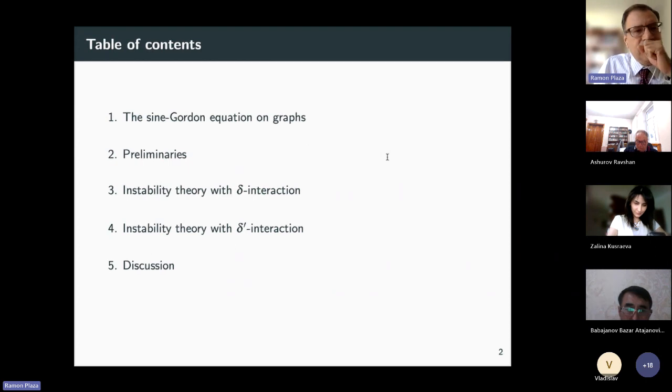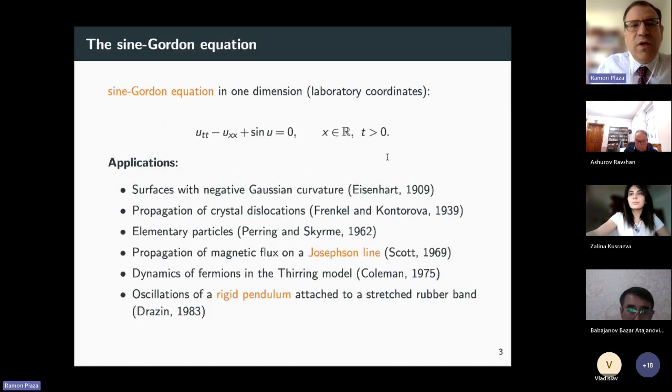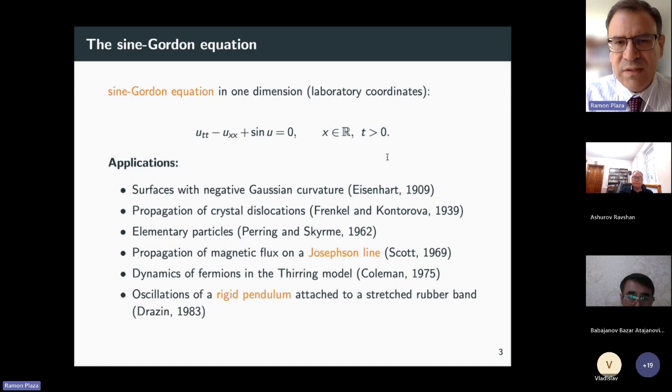Well, let's first talk about the sine-Gordon equation and why it is important to pose this equation on a graph. What does it mean? The sine-Gordon equation in one dimension in laboratory coordinates has this form. You all know this equation. This is a nonlinear wave equation. We're going to consider the sine-Gordon equation in one space dimension. And the name sine-Gordon equation started as a pun on the linear Klein-Gordon equation. The name remained, and now it's universally known as the sine-Gordon equation.